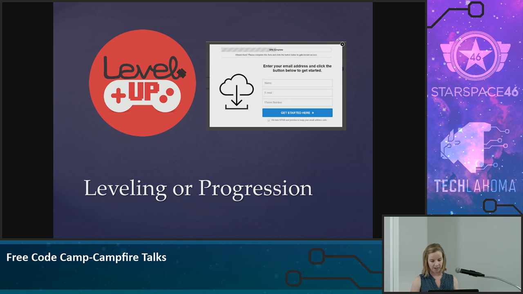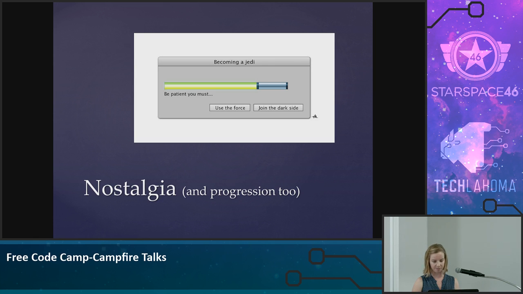Okay, leveling and progression. This is kind of a dry example, but on this form, it shows that you're 50% complete. So really, you just have to do this, and then you'll be done. And here's more of an interesting example with a little bit of nostalgia, which is fun.